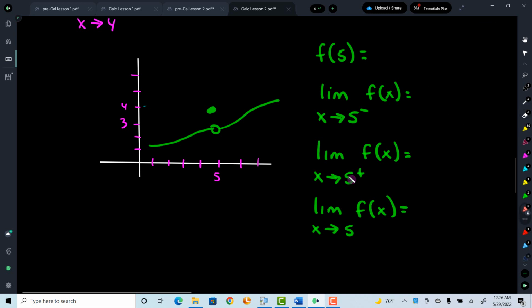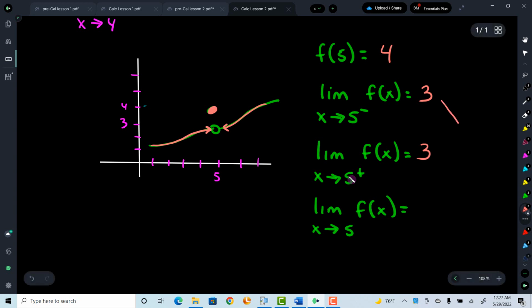What is the value of f of 5? Okay, that's going to be 4. When x equals 5, y equals 4, right here. What is the limit as x approaches 5 from the left? So what's happening as we approach 5 from the left? We get 3. How about approaching 5 from the right? We also get 3.